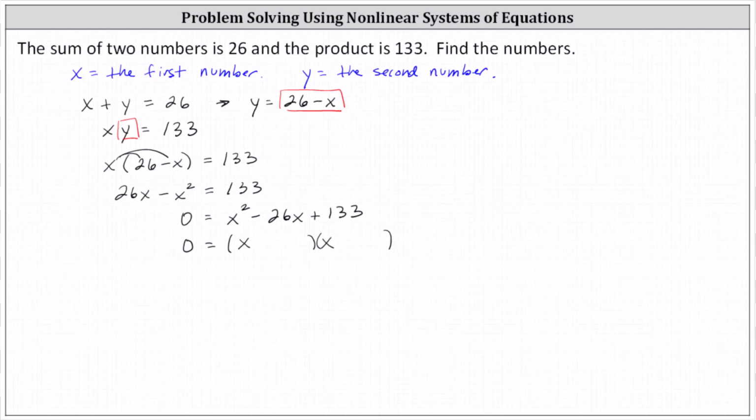That's not an easy question, but negative 19 times negative 7 does equal positive 133, and negative 19 plus negative 7 equals negative 26, which indicates we have a factor of x minus 19 and a factor of x minus 7. The right side is equal to 0 when x minus 19 equals 0 or x minus 7 equals 0. Solving for x, we have x equals 19 or x equals 7. And now we need to determine what y would be for each of these x values. We can do this using the equation y equals 26 minus x.